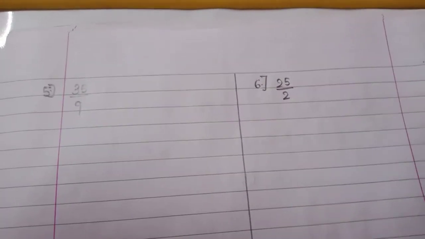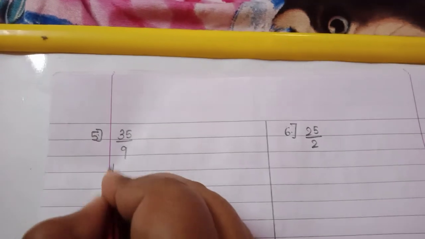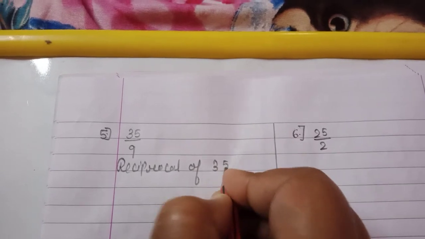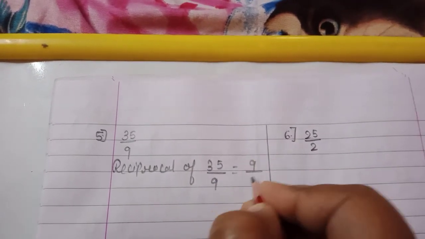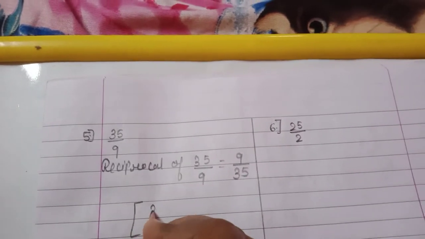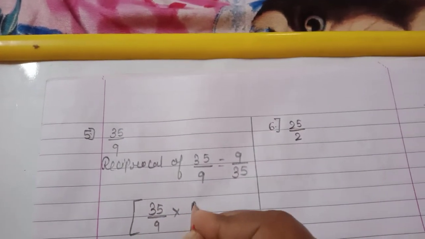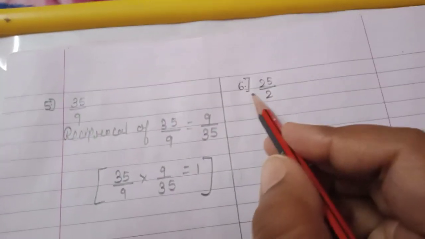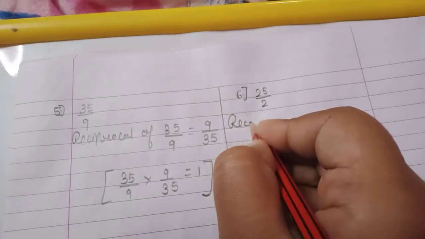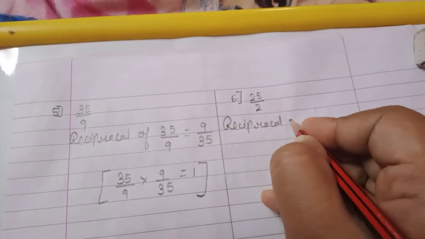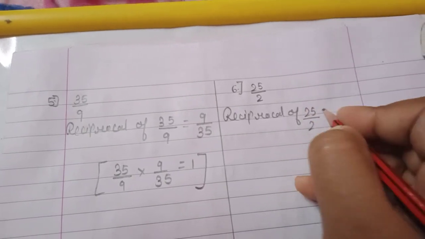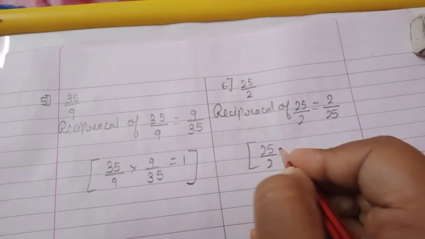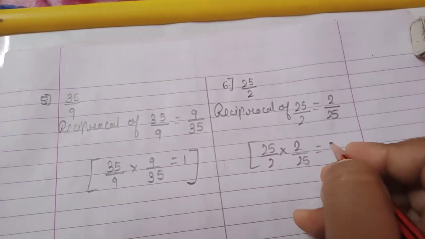Now number 5, 35 upon 9. So reciprocal of 35 upon 9 is equal to 9 upon 35. So when we multiply 35 upon 9 multiply by 9 upon 35, it is equal to 1. Now number 6, 25 upon 2. So reciprocal of 25 upon 2 is equal to 2 upon 25. And when we multiply 25 upon 2 multiply by 2 upon 25, it is equal to 1.